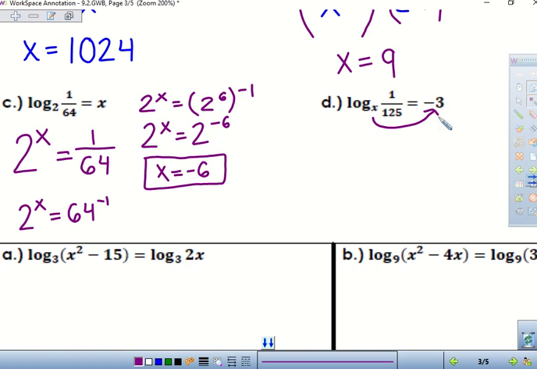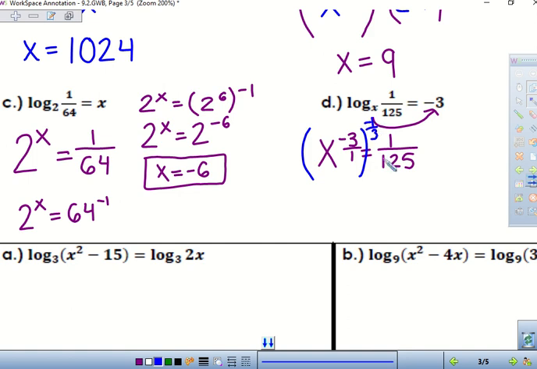All right, we've got one more to try. This is x to the power of negative 3 is equal to 1 over 125. We can use the reciprocal power on this one, right? Isn't negative 3 the same thing as negative 3 over 1? And then what would be the reciprocal of negative 3 over 1?